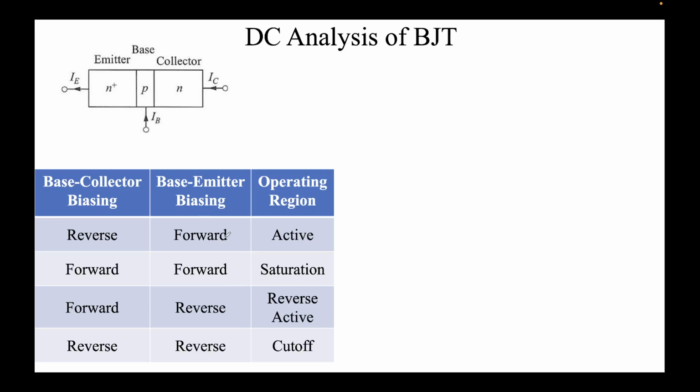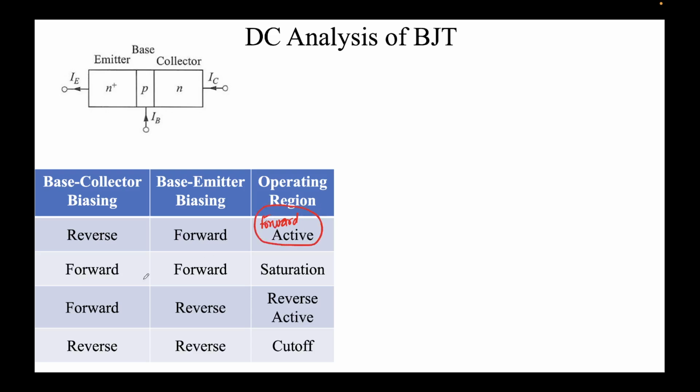What in the previous slide I had talked about was this active region. This means base emitter is forward biased, so you connect the emitter to the negative terminal of the battery, base to the positive terminal. Similarly, for the other PN junction, if you connect it reverse biased, the operation region is known as active or forward active.